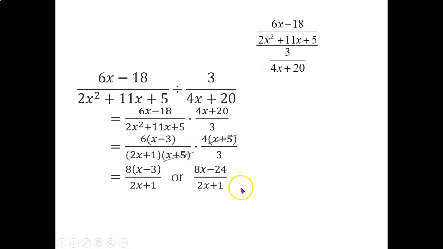So when we do all of that, what's left is this 2 times this 4, which is 8, times this x minus 3. That's what's on top. And on the bottom, we just have this 2x plus 1. So our final answer we can write either as 8 times the quantity x minus 3 over 2x plus 1, or, multiplied out, 8x minus 24 over 2x plus 1.